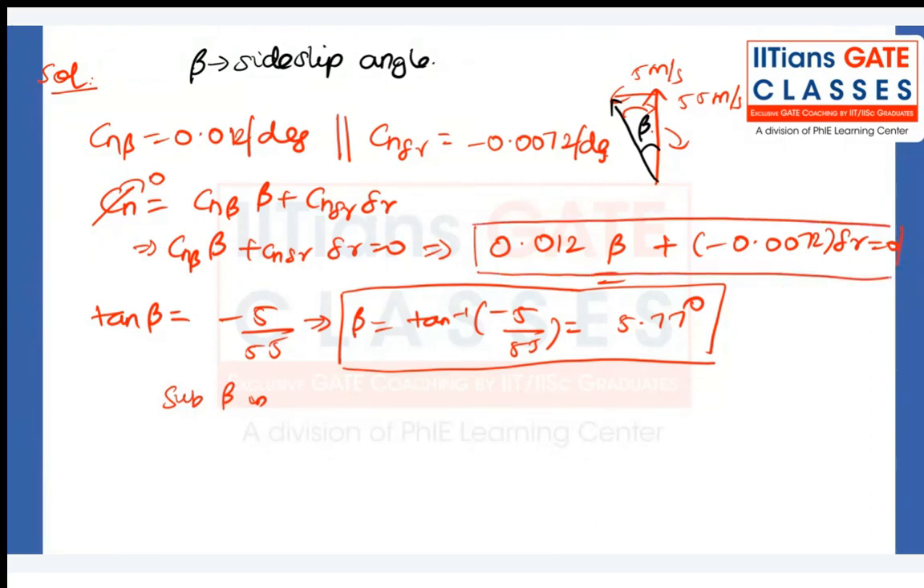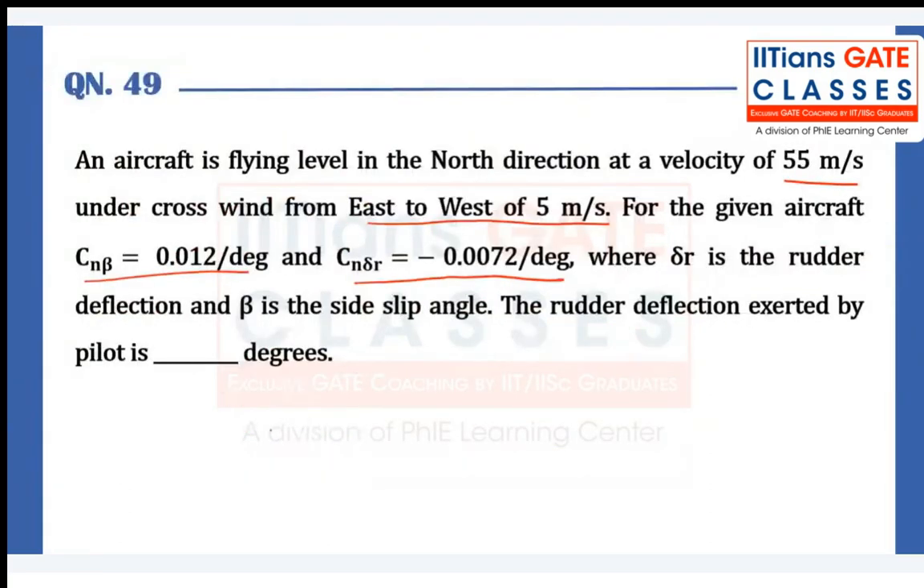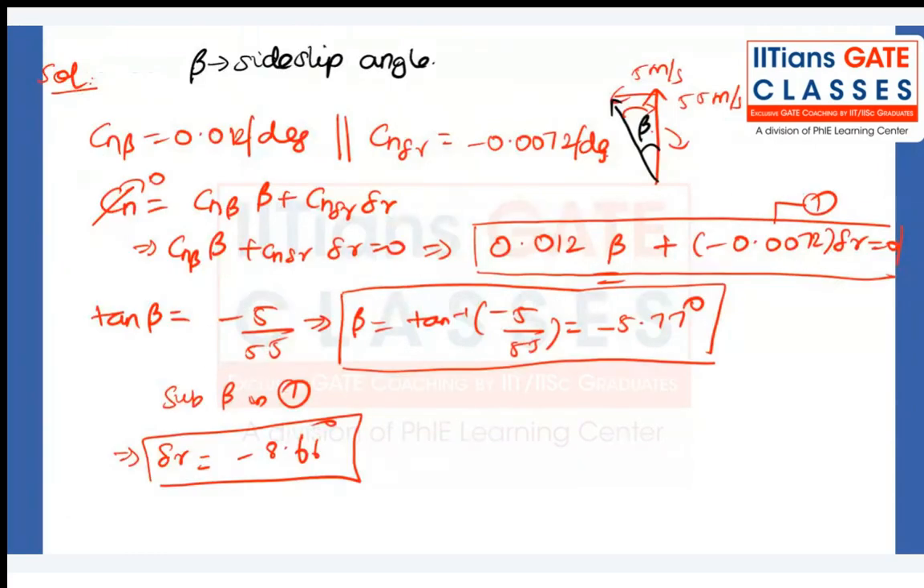Let's mark this as equation number 1. So which means what I will get delta R as. So it should be minus 5.77. So mind you, if you simplify this, you will get delta R as minus 8.66 degree. Bracket this. So this is the answer. So it is minus 8.66. Okay. Pretty simple, isn't it? Right? Okay. So let's go on to the next question if no doubts.